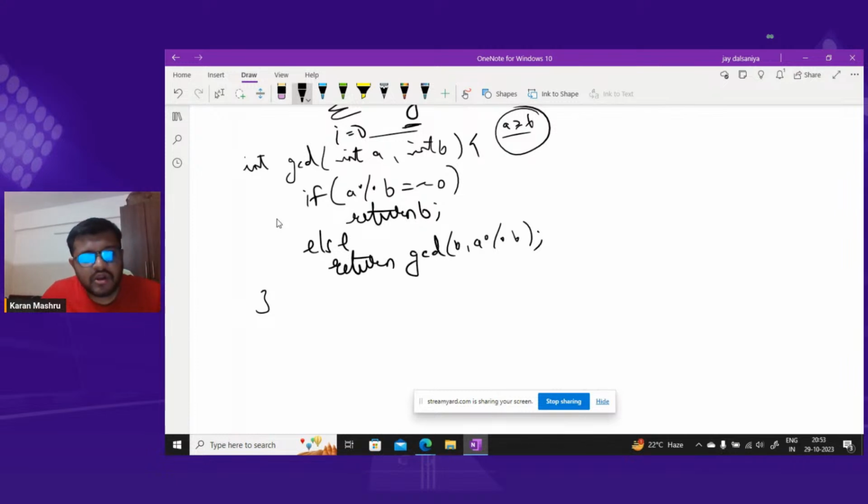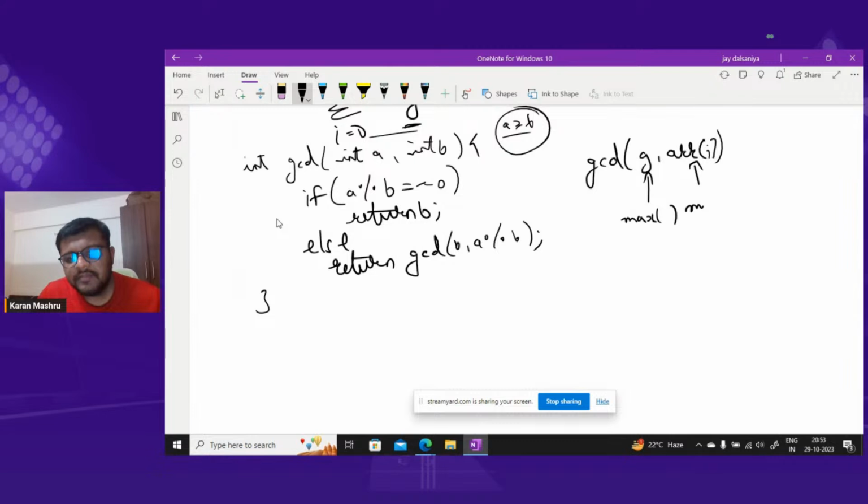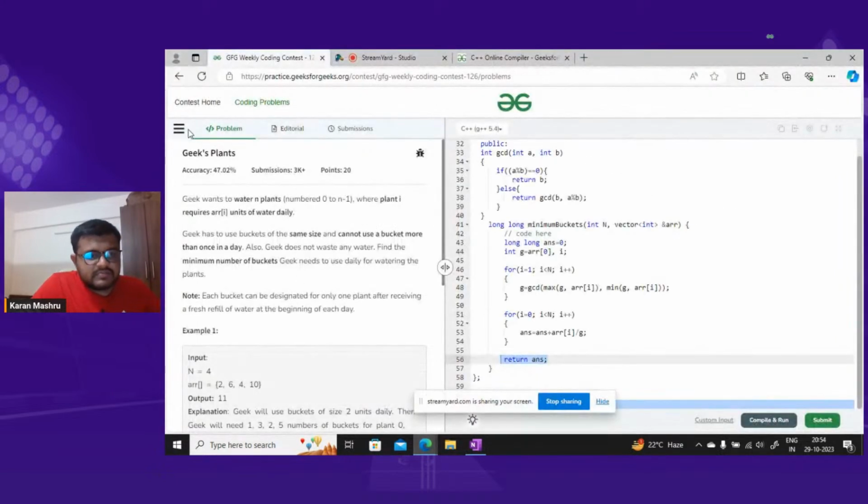Otherwise, in order to do this, what I have done while calling the function between G and array of I is this: it might be possible that array of I is greater than G, and I want A to be greater than or equal to B. So while calling the function, I made sure that the first element is the max of both these elements and the second element is the min of both these elements. So that's why I used the max and min functions. Is this clear?